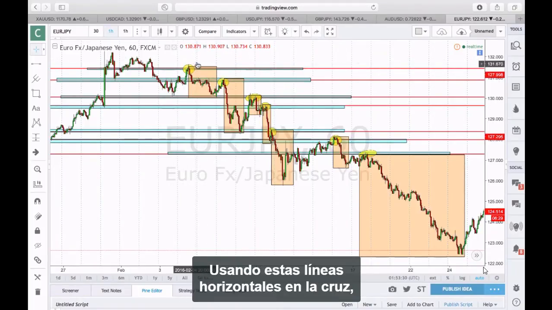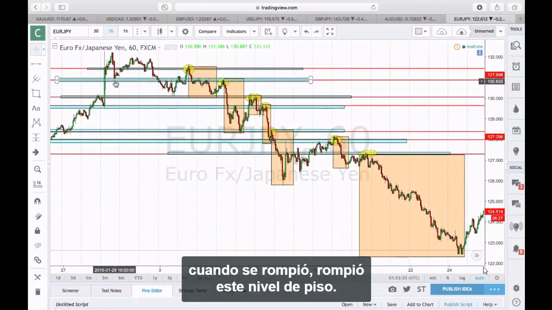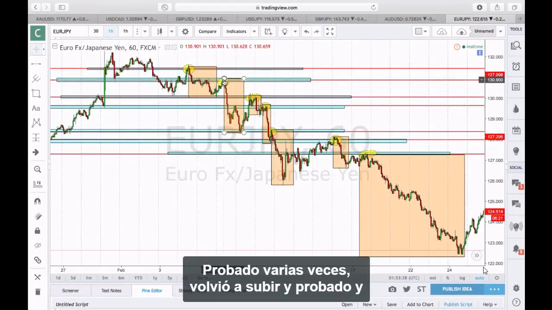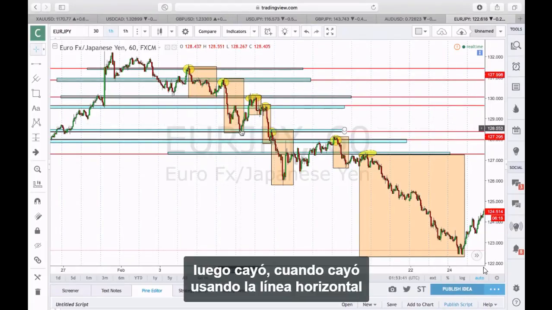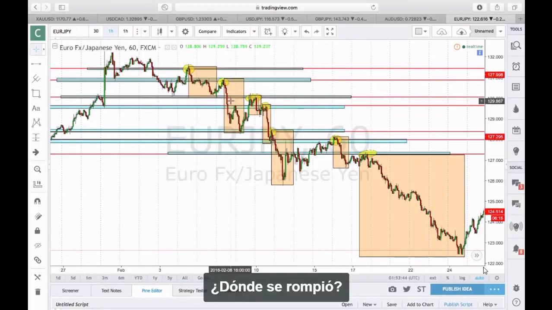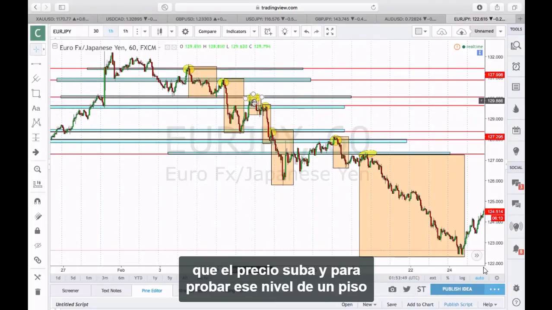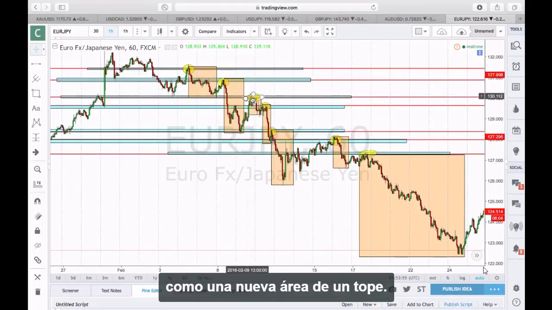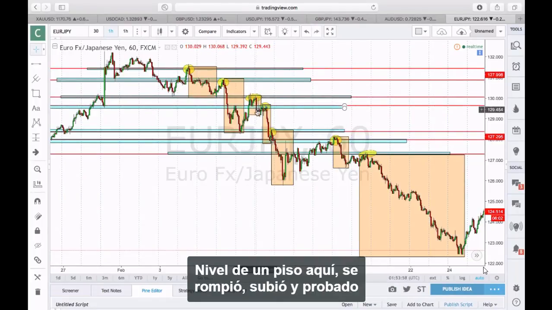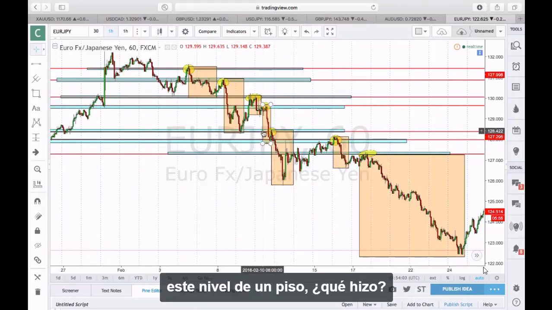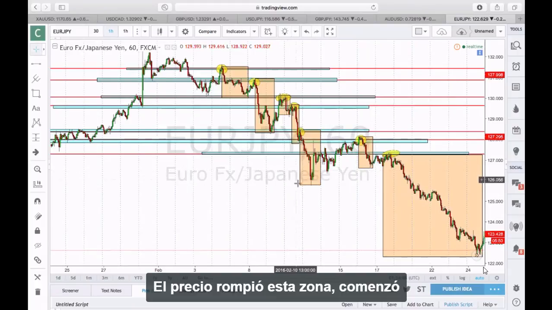Using these horizontal lines in the crosshair, when it broke this level of a floor, what did price do? It tested multiple times, came back up and tested, and then it dropped. When it dropped, using the horizontal line, where did it break? Oh, it broke right here, this floor. So now we're being patient and waiting for price to come up and test that level of a floor as a newfound area of a ceiling. Level of a floor here, it broke, came up and tested as a ceiling. Price continued to break here and broke this level of a floor. What did it do? Came back up to test as the ceiling.